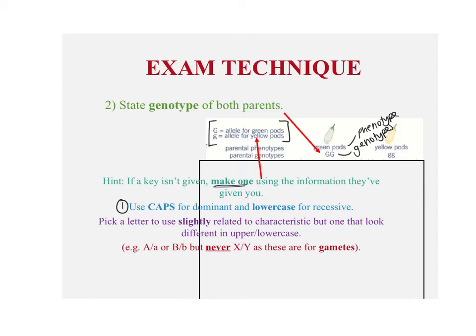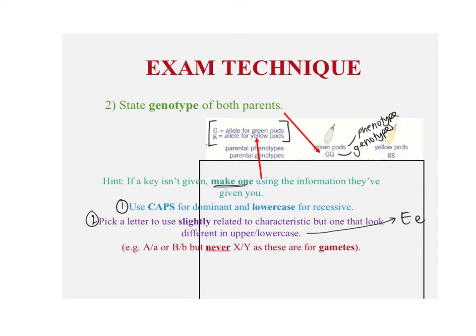The second rule to remember when you're making your own key is to make sure that you pick a letter that is slightly related to the characteristics. So maybe you want to use G's because we're looking at greenness. If we were looking at eye colour, you might want to use E's, for example. But make sure you pick one that looks obviously different in upper and lower case.